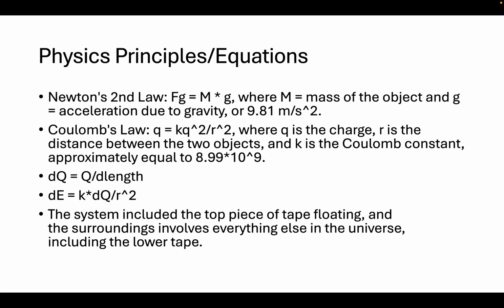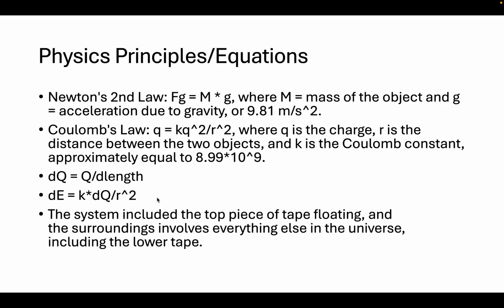So here are the equations that we actually used. The equation for Newton's second law, with the force of gravity being equal to mass times the acceleration due to gravity. There's the Coulomb's law equation, which states that F is equal to k times Q squared over r squared, where Q is the charge, r is the distance between the two objects, and k is the Coulomb constant. And then here we have the difference in charge over a small section of length, and then here we have the different amounts of charge and energy.